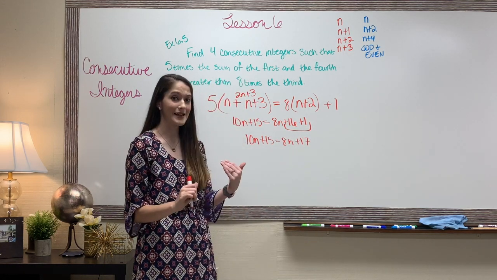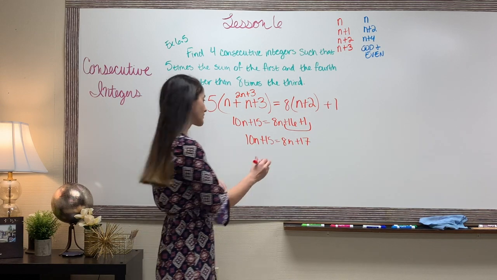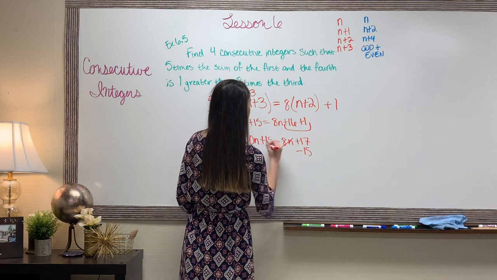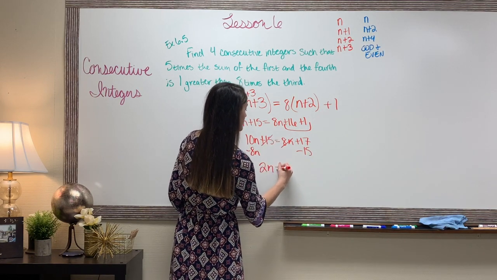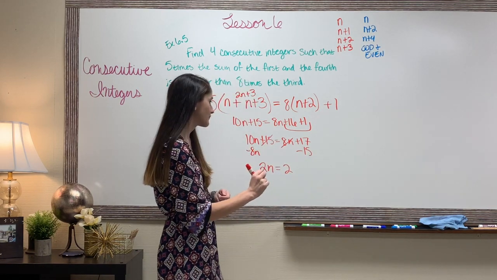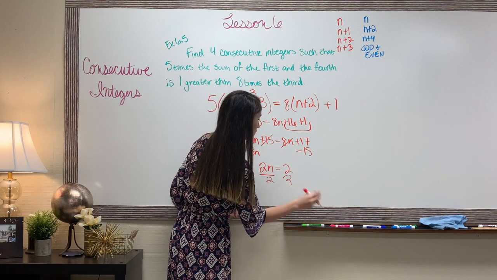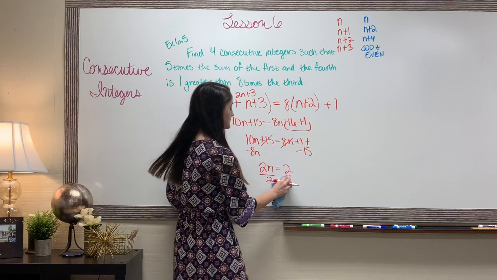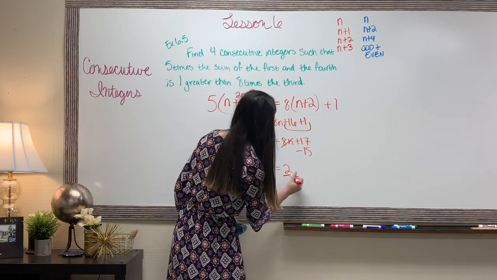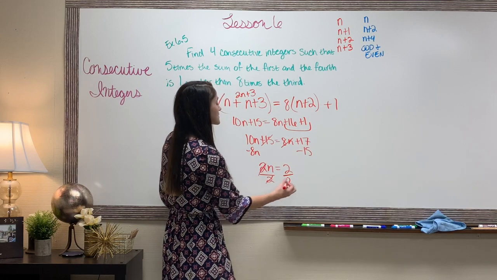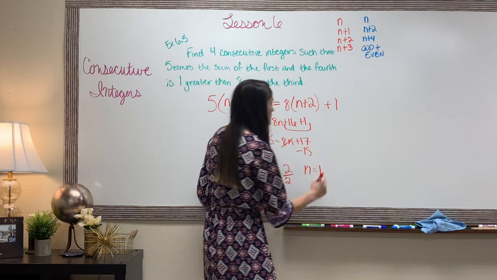And now we need to get n to one side and our numbers to the other. So minus 8n and minus 15. And we get 2n equals 2. But we need to get n by itself still, so divide by 2. And then that reduces and we see that n equals 1.